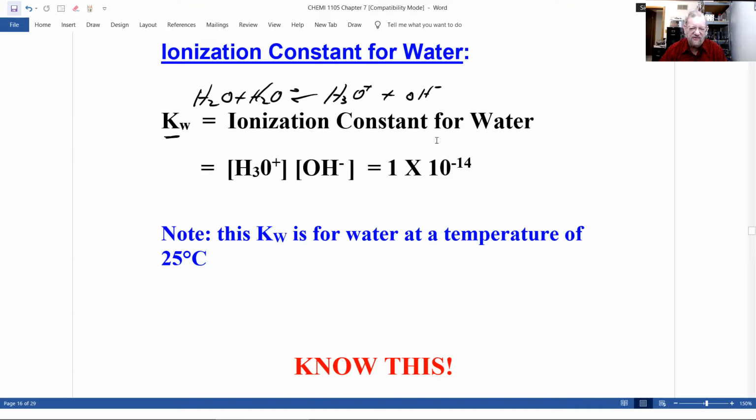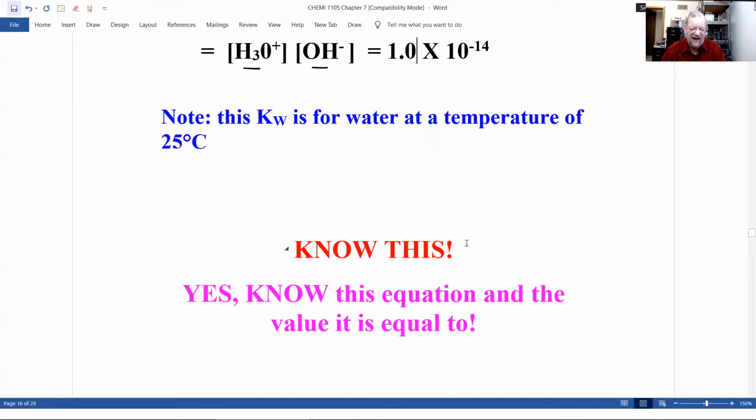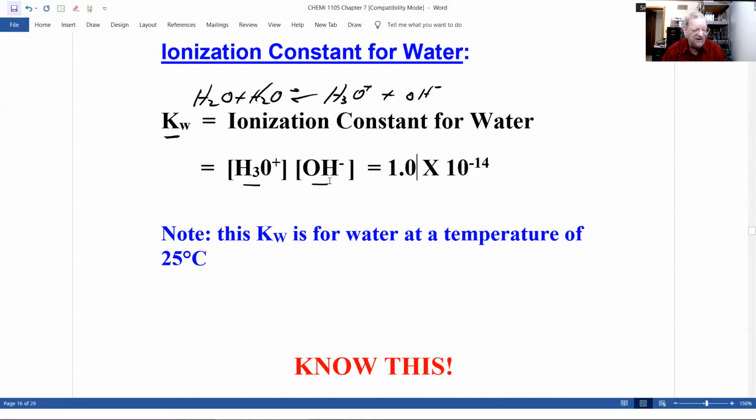The ionization constant of water is defined as the concentration of the hydronium ion times the concentration of the hydroxide ion, which equals 1.0 times 10 to the minus 14 at room temperature, 25 degrees. And you should know how to use this. In the past, you'd have to memorize this. I will be giving you this important information on test number 4.